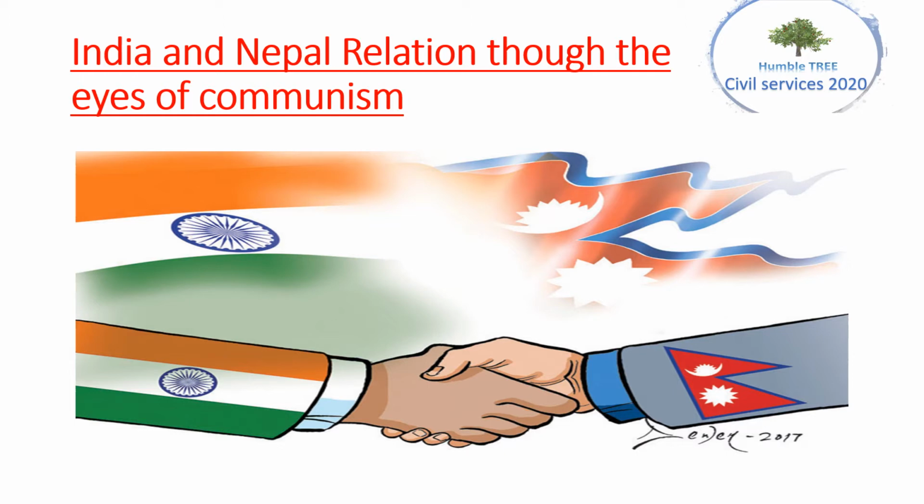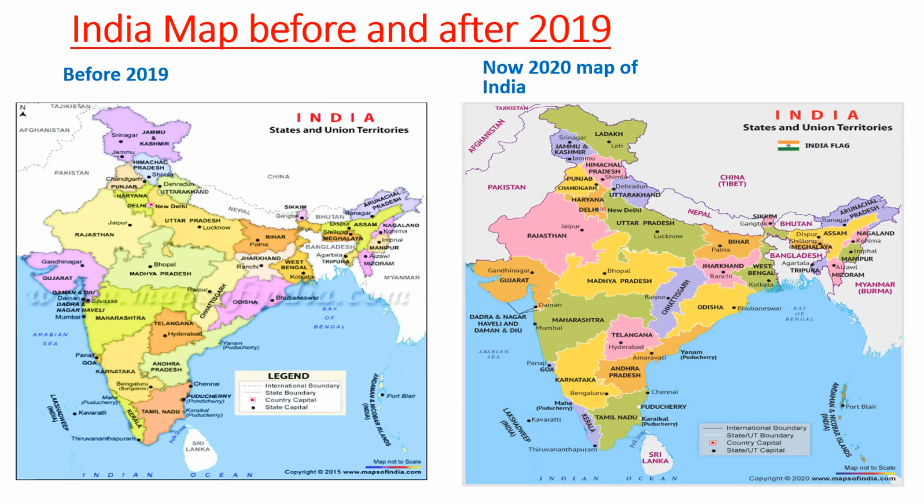Today I brought you the India and Nepal relationship, why that is important through the eyes of communism, and what is happening inside China to make the situation more vulnerable for India through Nepal. We'll discuss it here. First, I'll give you information about the map of India before 2019 and the map of India after 2019, in 2020.